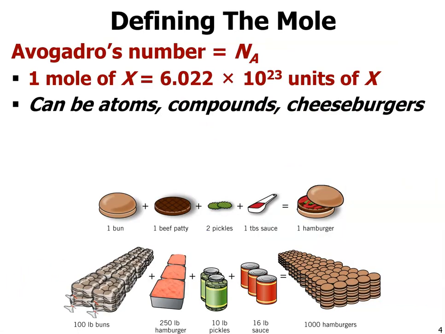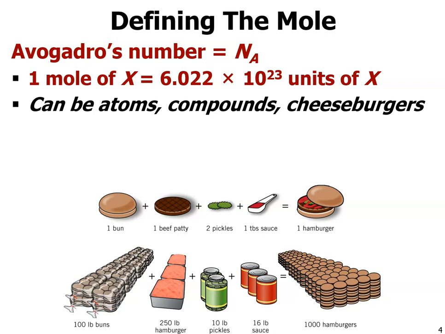So a mole is really just a conversion unit. A mole could be anything. It could be 6.022 times 10 to the 23rd hamburger buns, beef patties, pickles, sauce, whatever, right? But it's a way that when we're going to think about, here's the analogy. If I'm going to make 1,000 hamburgers, I need these different ratios of elements to create all of these hamburgers that we're going to make. The same thing with a chemical reaction.